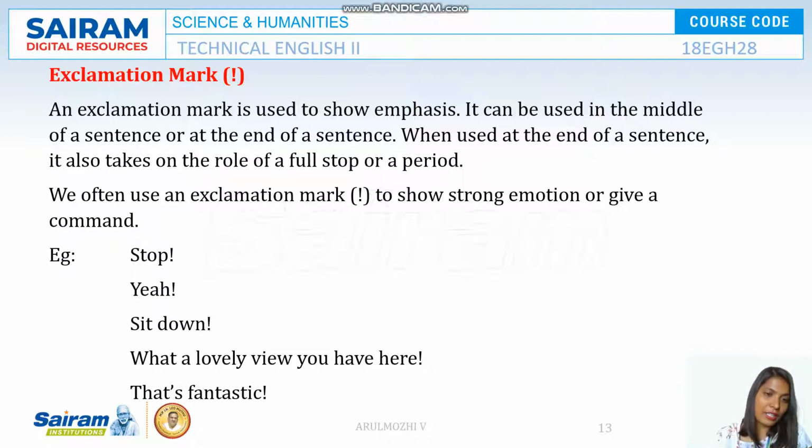But what is formal? Having the exclamation mark at the end of the sentence. Stop. It is an order. Yeah, that's happiness. Sit down. That is an order. Okay, so we have the exclamation mark at the end. What a lovely view you have here. Okay, that is wonder. That's fantastic. That is also wonder. So we have the exclamation mark at the end.